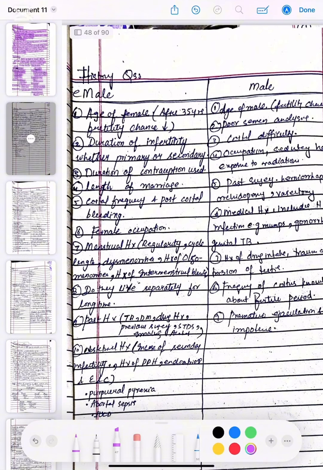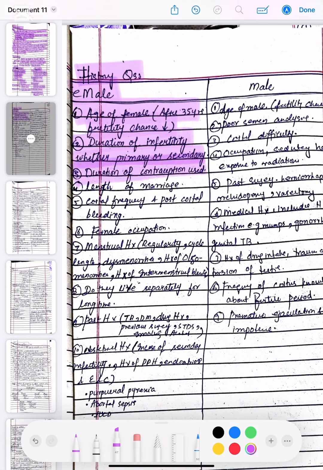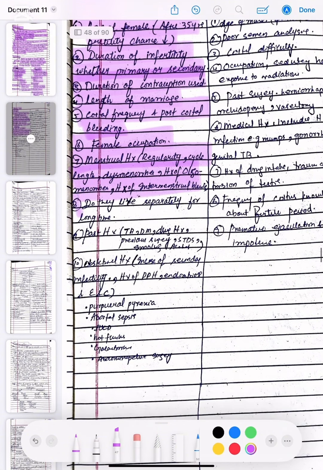Now the history questions that are asked of the female: the age of the female, as after 35 years the fertility chance decreases. Then the duration of the infertility, whether primary or secondary. Then the duration of the contraception used, the length of the marriage, the coital frequency, and postcoital bleeding. And the menstrual history, that is whether it is regular, the cycle length, dysmenorrhea, history of oligomenorrhea, and history of intermenstrual bleeding. Female occupation. Then, do they live separately for a long time?